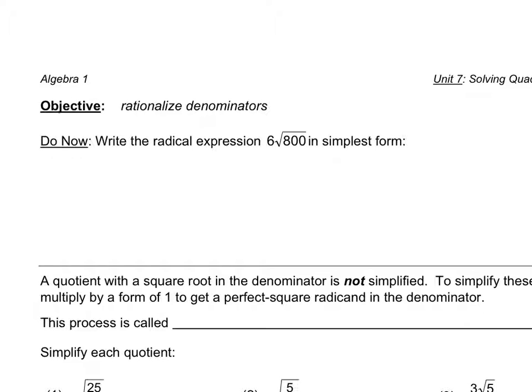So that's right, 6 times the square root of 800. We want to simplify that down. The 6 we can leave alone for a couple of seconds. We'll just tackle the rad 800.